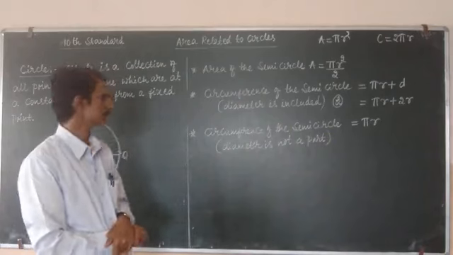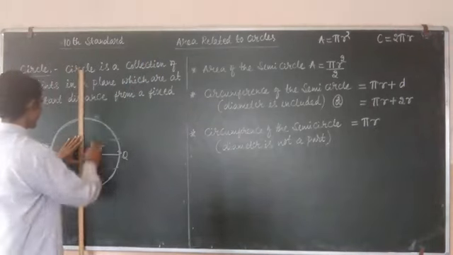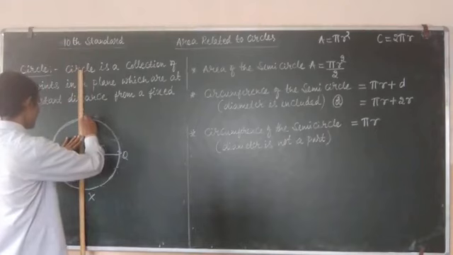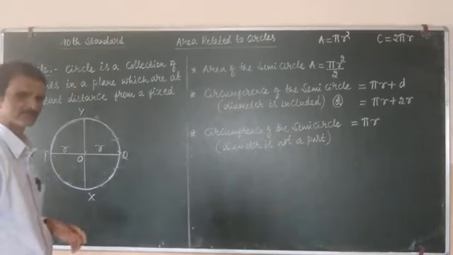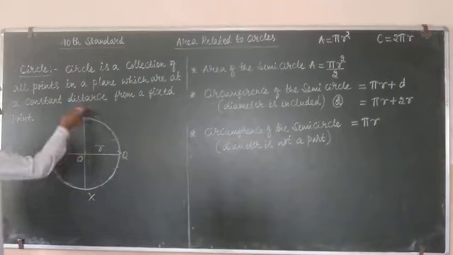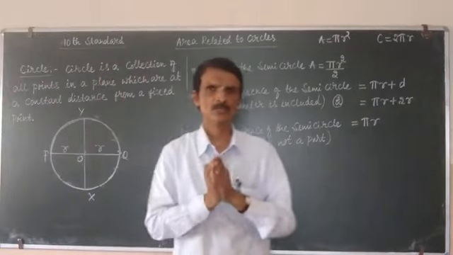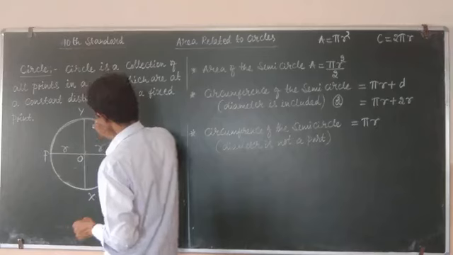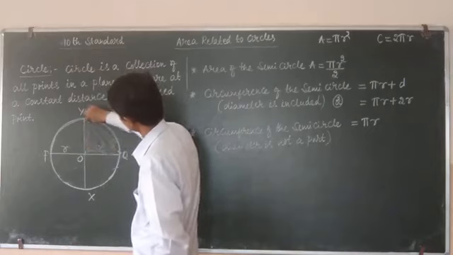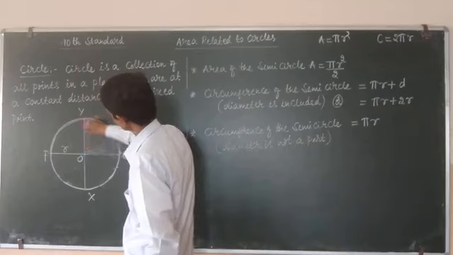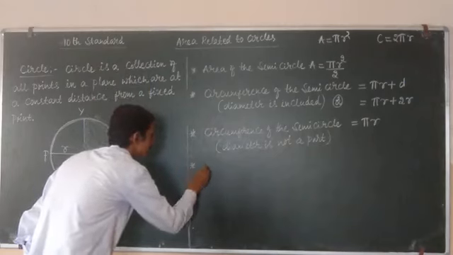Also, if you draw another diameter perpendicular to the first, labelled as x and y, the circle is divided into four equal parts. Each part is called a quadrant. So it will become 1 by 4.